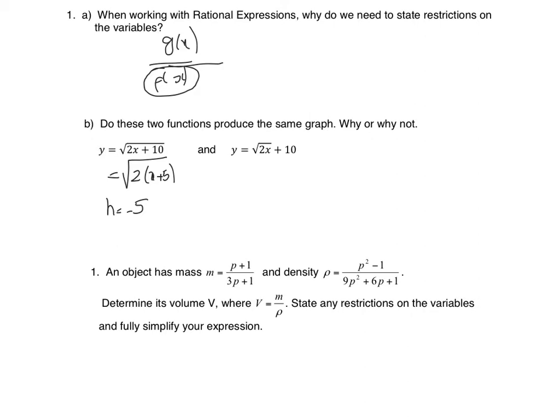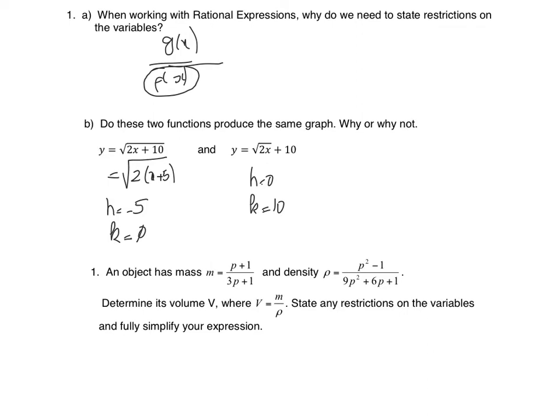Now if you look at this graph, you can see that your h is equal to 0, your k is equal to 10. This means that the graph is not horizontally translated, but vertically 10 units up. And in the other graph, our k value was 0. So they do not produce the same graph.